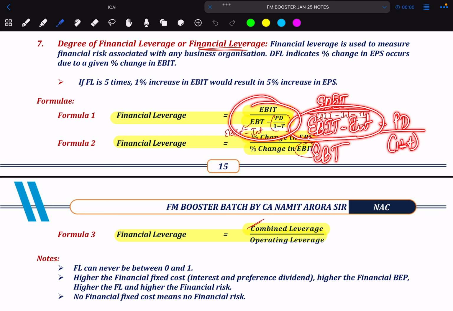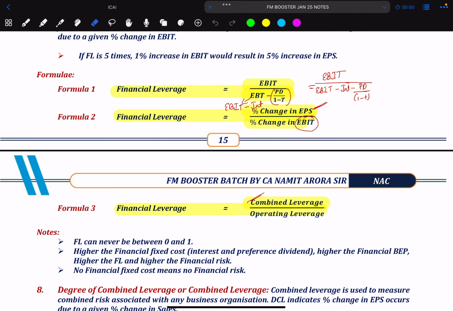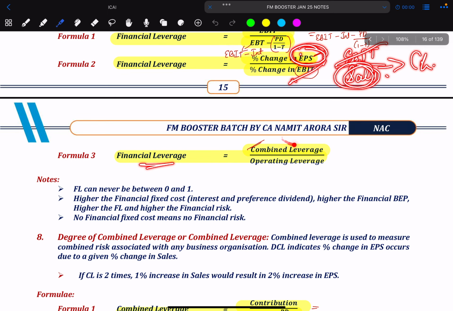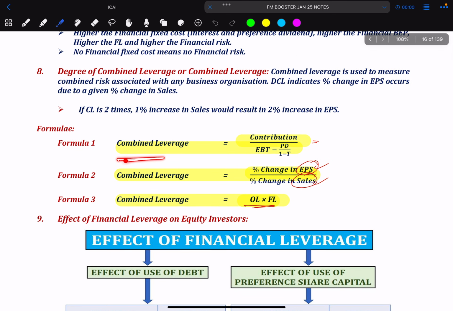So here it is written the same thing. And when it comes to percentage change, that is percentage change in EPS divided by percentage change in EBIT. In the before case, it was EBIT divided by sales, and right now it is EPS divided by EBIT. In that case, these two will be cut off. So EPS divided by sales, that is combined leverage. Done. The regular formula is combined equals financial leverage into operating leverage. So combined leverage we have already studied.